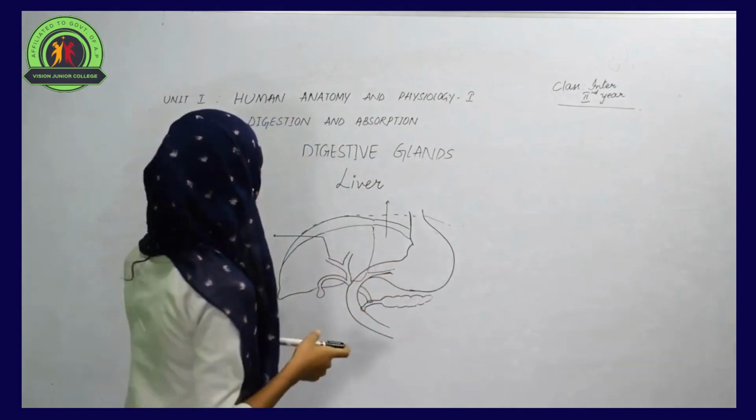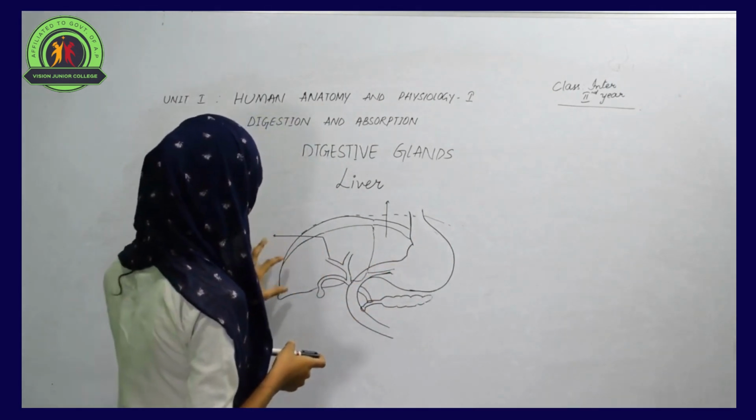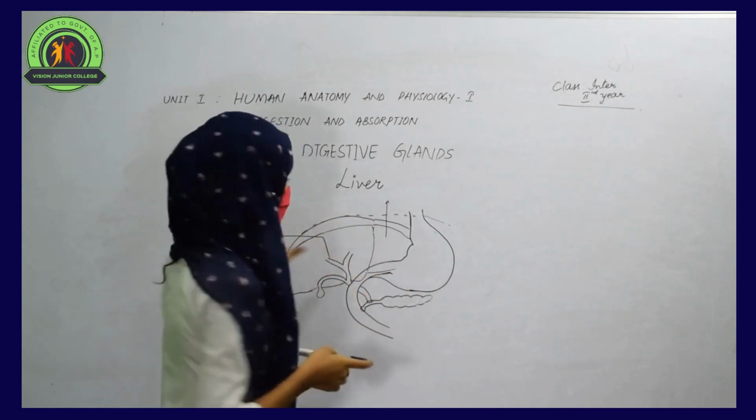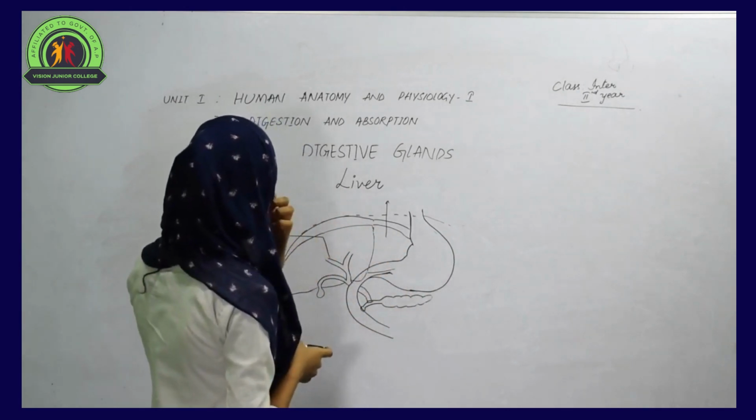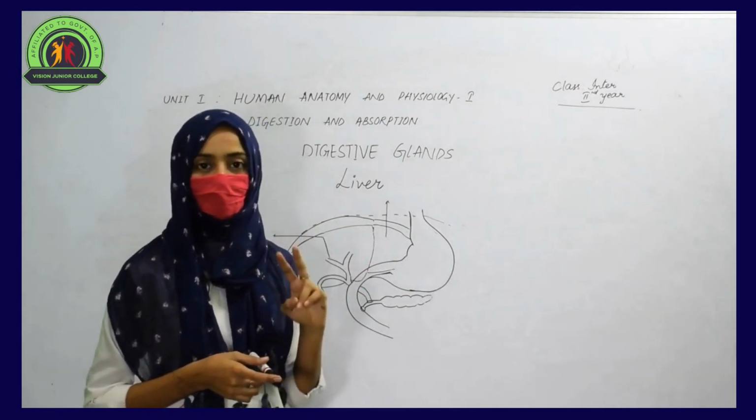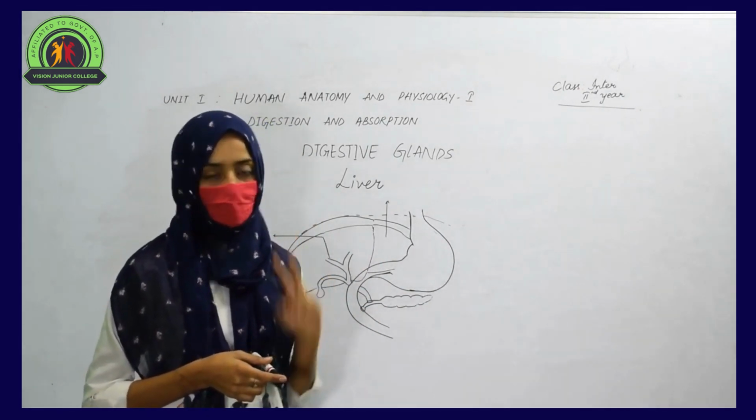Let us see. Firstly, when you look at the structure of the liver, it is present below the diaphragm, and it contains 4 lobes. It consists of 4 lobes, but 2 lobes are the important ones.